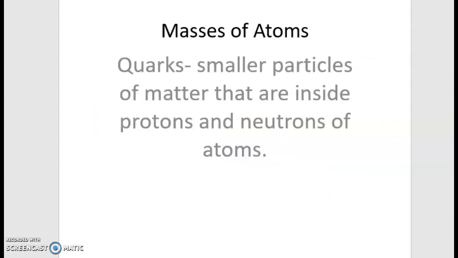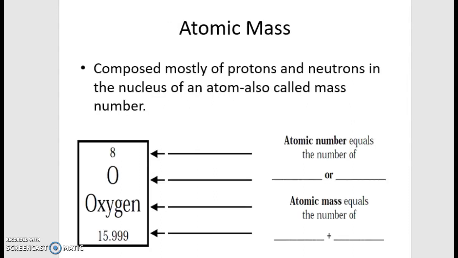Masses of atoms, we already talked about that yesterday, but it also includes quarks, which are smaller particles of matter that are inside the protons and neutrons of the atom. That is what makes up the protons and neutrons of the atoms, but we're really not going to be talking about that. So atomic mass is composed mostly of protons and neutrons inside the nucleus of an atom, and it's also called the mass number.